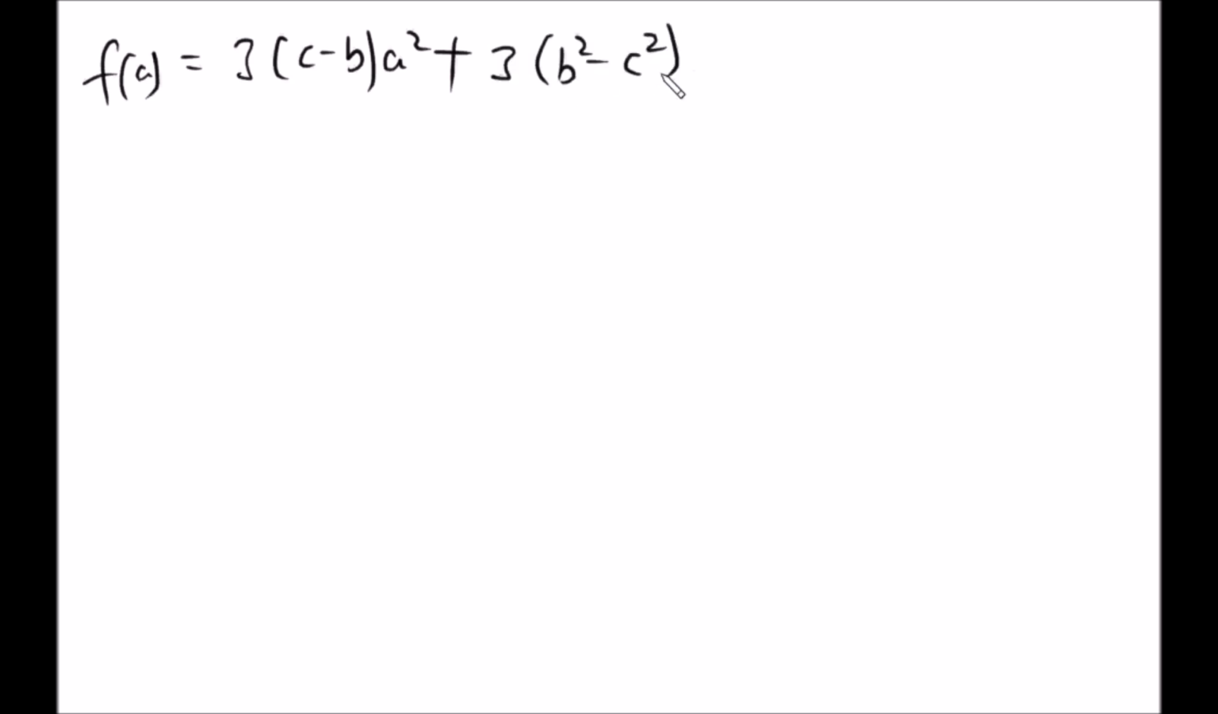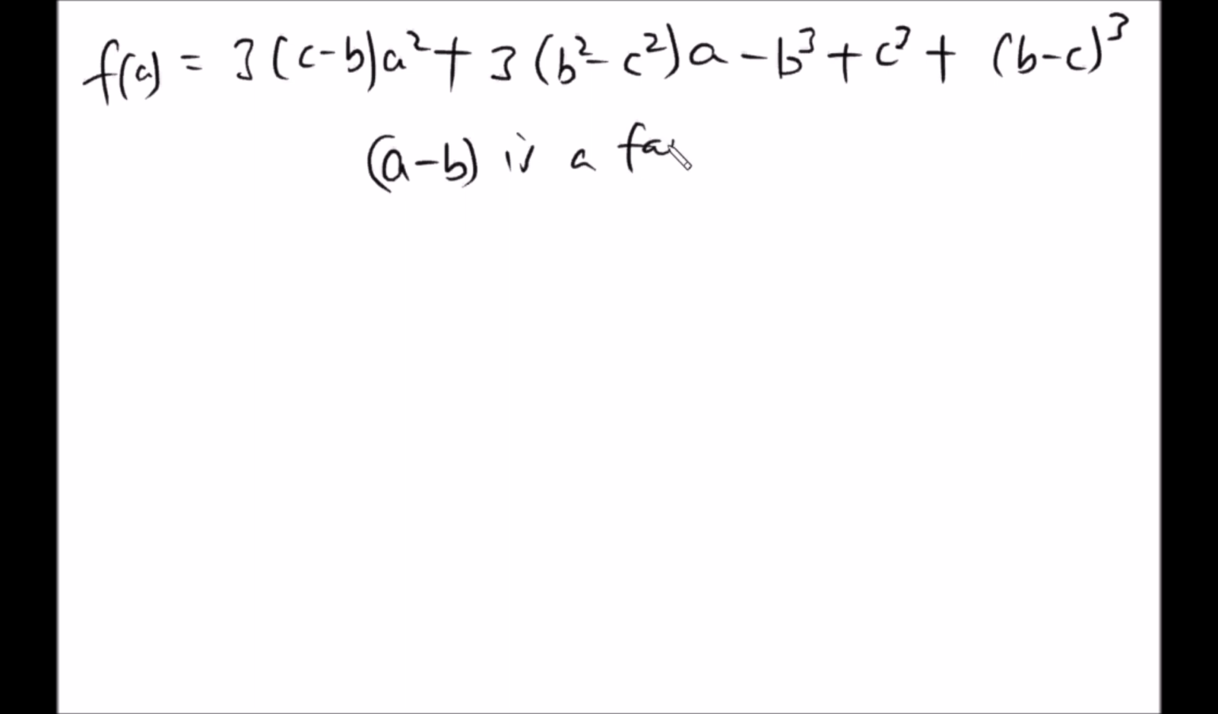Yeah, lakini remember ile function yetu f of a ambayo ni sasa na 3 c minus b a squared plus 3 b squared minus c squared a plus minus b cube plus c cube plus b minus c cube. So hii ni quadratic. Sasa tumepata factor moja, a minus b is a factor, lakini quadratic haiwezekani ikawa na factor moja, lazima iwe na factor ya pili. Kwa hiyo let's find the other factor.